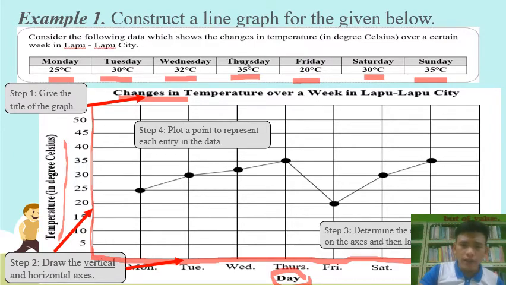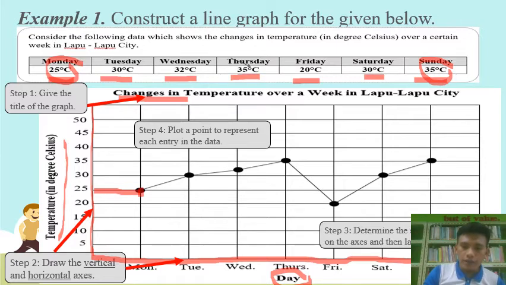So our interval here, as you can see, the given 25 up to 35 degrees Celsius, which is the highest, and the least is 25. We can use the interval of by 5. So 5, 10, 15, 20, 25, 30, 35, 40, 45, 50. So now it's time to plot. So Monday, it is located at 25.